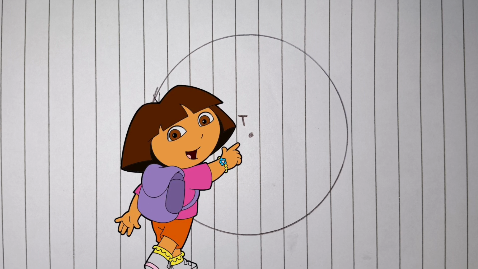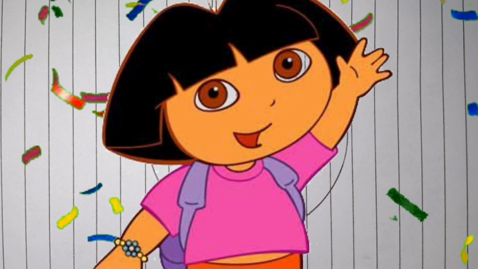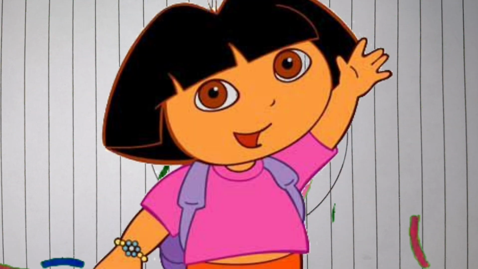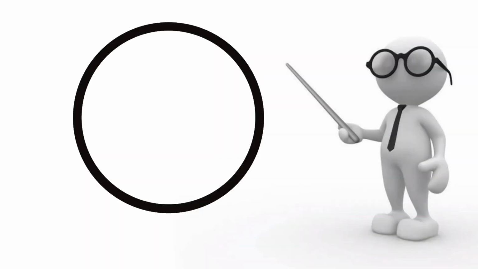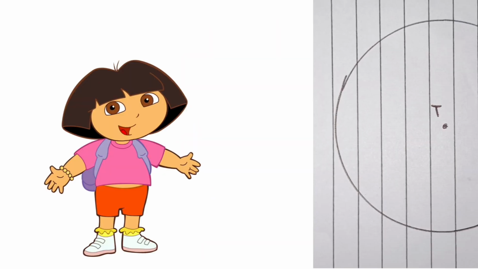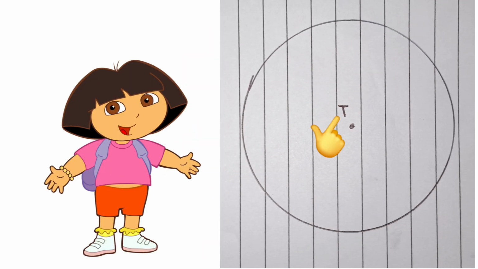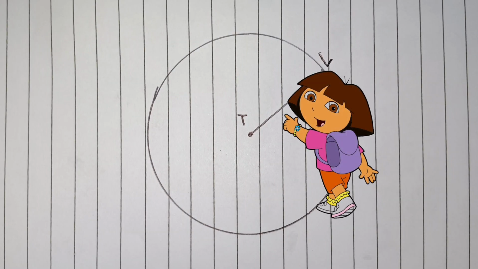Anyways, can you guess what Dora is pointing? Correct! It's the center point. And did you know that you can name a circle by its center point? Therefore, this circle here is circle T. Moving on. Can you name what Dora is pointing?